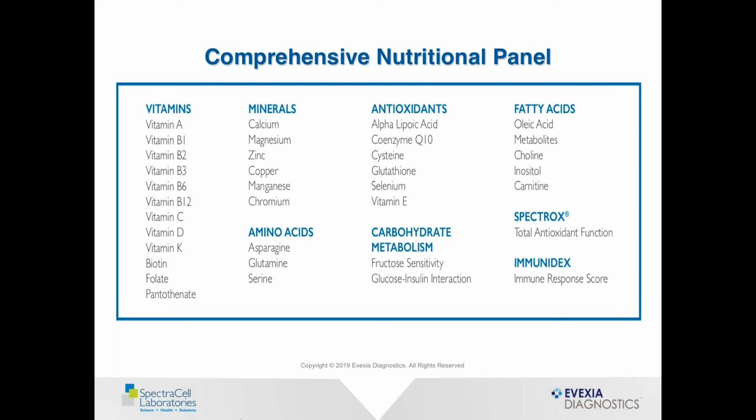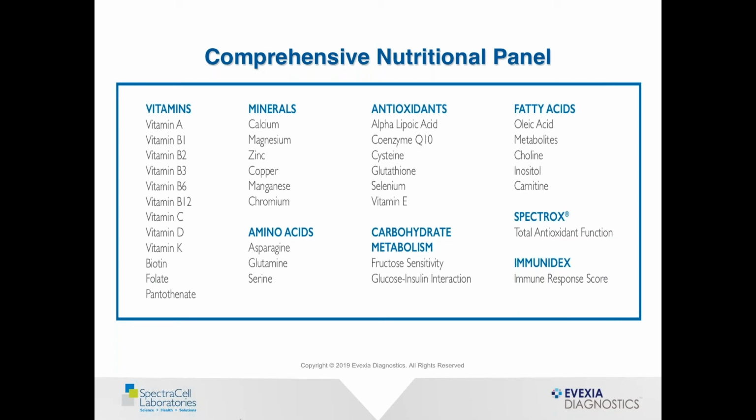Amino acids are checked for, asparagine, glutamine, and serine. And there's reasons for that. Antioxidants. Got a good look at what's going on with alpha lipoic acid, coenzyme Q10, cysteine, glutathione, selenium, which is also needed for thyroid. Remember that as far as being an antioxidant, it's needed for glutathione recycling. Vitamin E.